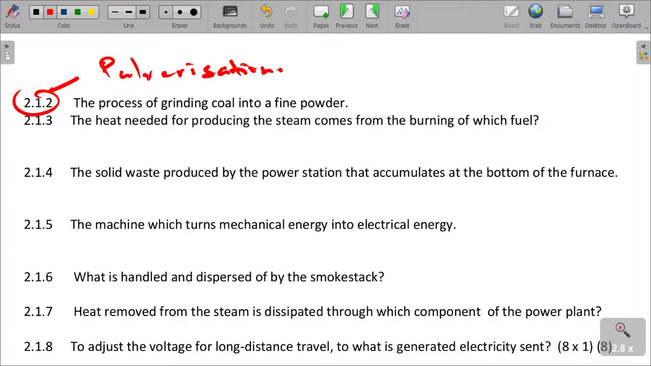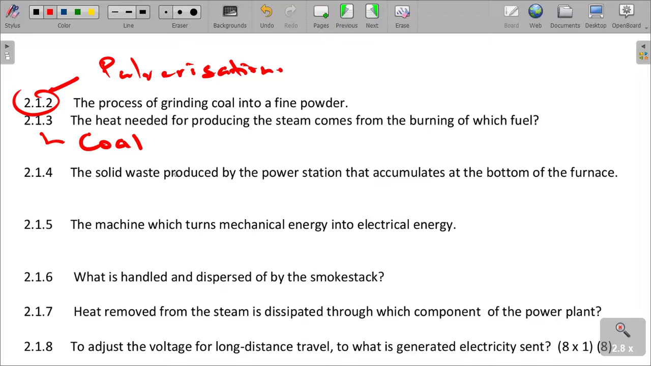That is the process of grinding coal into fine powder. Heat needed for producing the steam comes from the burning of which fuel? It comes from coal. It is coal that is used to produce heat that turns the turbines and so forth. In terms of producing the steam, it comes from burning coal.